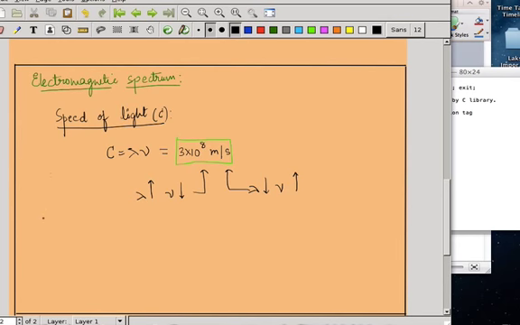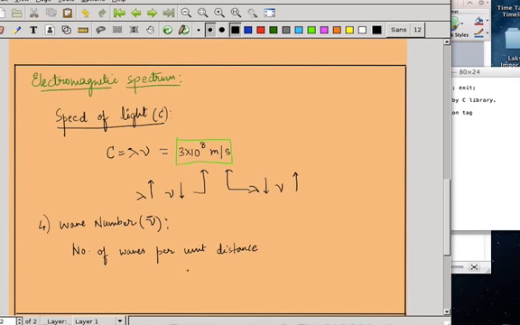The fourth important parameter which we will see is what we call wave number. Wave number is denoted as nu bar, so there is a bar, a line, here. So what is wave number? Wave number is the number of waves per unit distance.